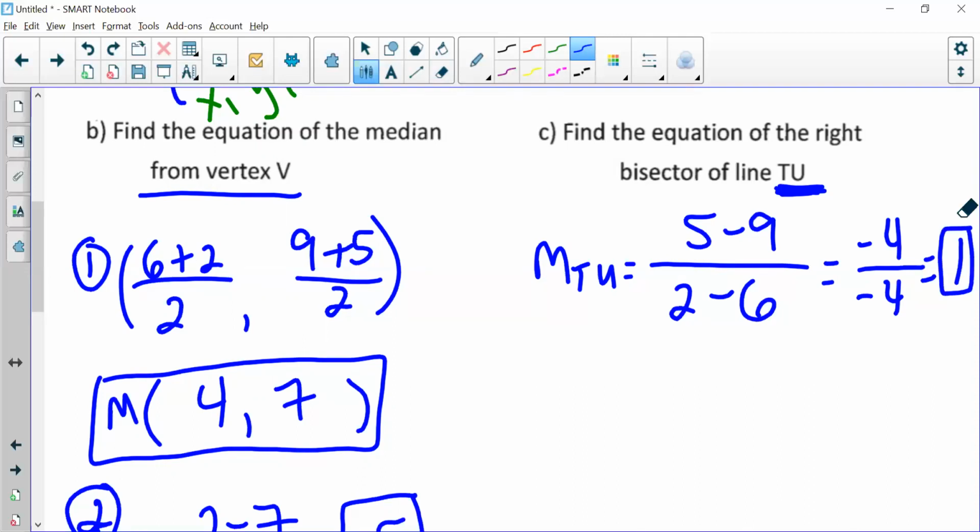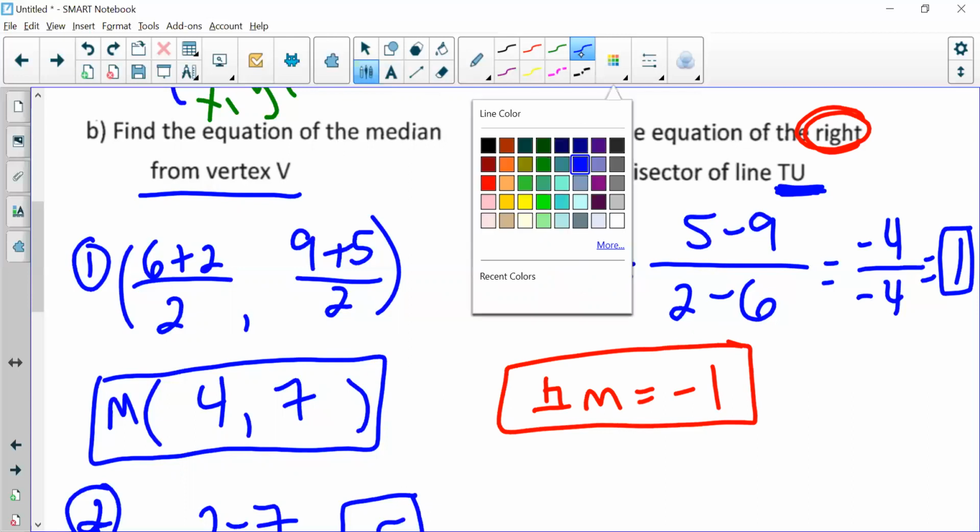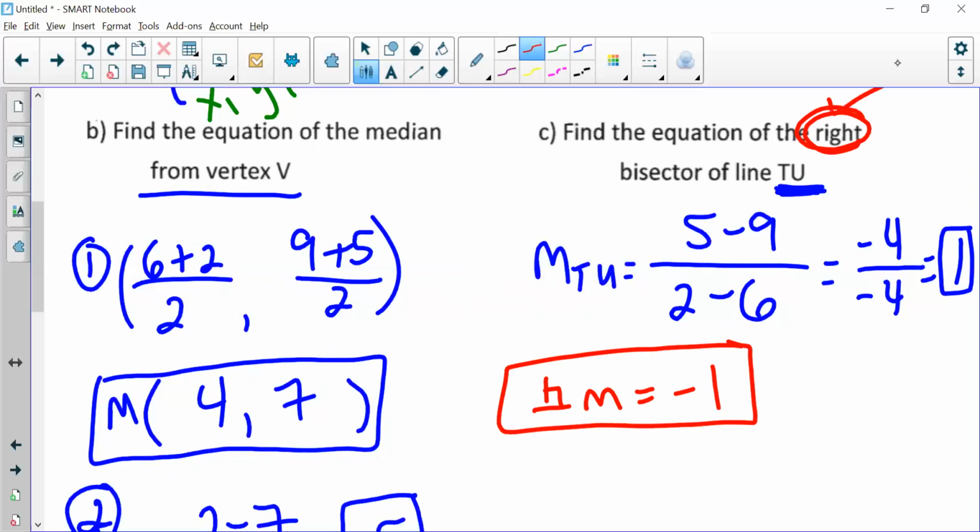Okay, but that's the slope of TU. How do I make it right? You find the negative reciprocal, which is -1. Very good. Positive 1 over 1, switch the sign. So positive became negative. 1 over 1 becomes -1 over 1. Okay, so I just made it right.